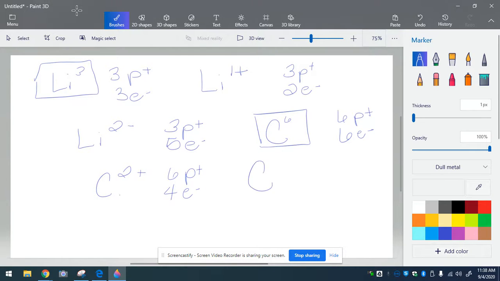If I look at carbon 1 minus, this one has 1 more electron, so it has 6 protons and 7 electrons. So you have to start with the atomic number to find out what the neutral state is, and then you can determine what the protons and electrons are. So this is for ion and ion notation.